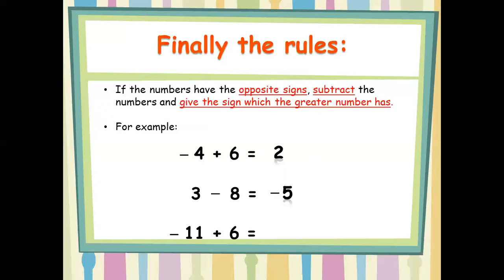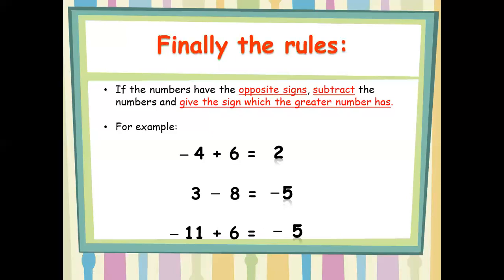Last example, negative 11 plus 6. Again, step number 1, check the signs. They both are opposites. So what's step number 2? If they're opposite, subtract them. So 11 minus 6 is going to give you a 5, right? But step number 3, don't stop there. You have 3 steps. Which sign are you going to give, the negative or the positive? Think, which number is greater, 6 or 11? Of course, 11 is greater. So which sign is 11 having? The negative sign. So your answer is going to be negative 5.